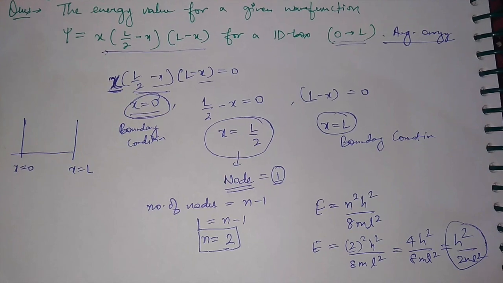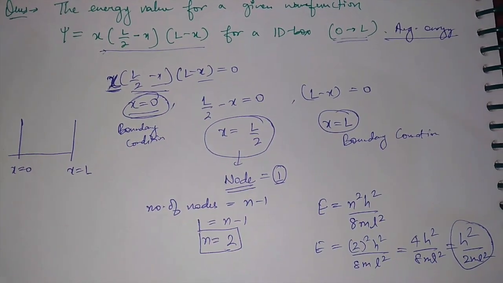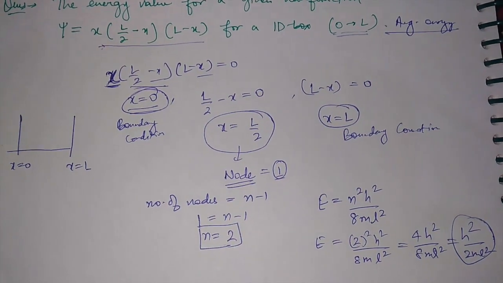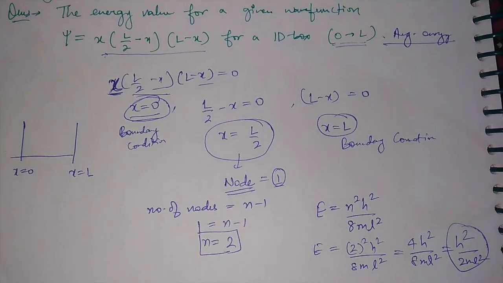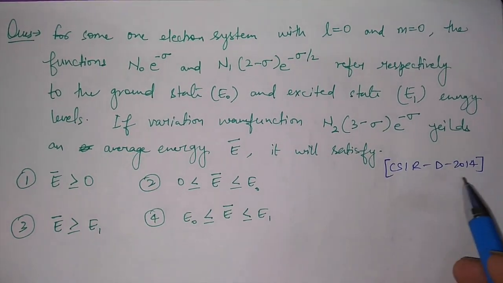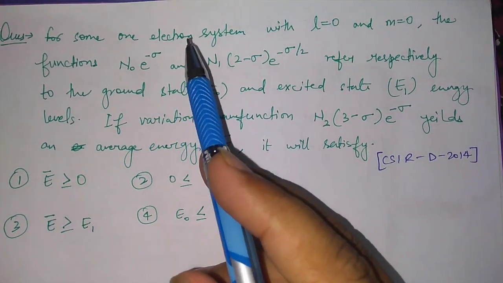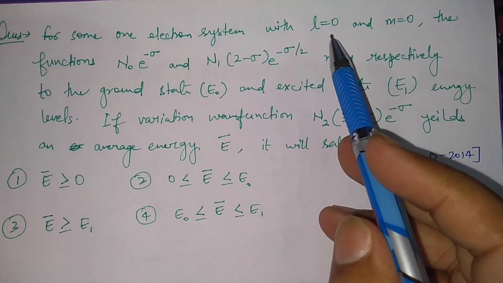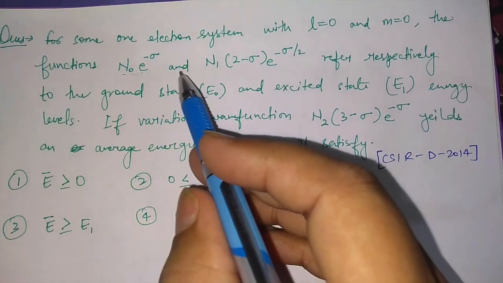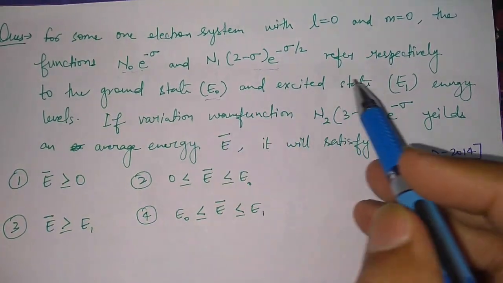Now we will use whatever we have studied for the trial wave function, and try to see what kind of questions can be asked from the variation theorem. Let's solve them. Let's take this particular question from the CSIR December 2014 exam. The question says that for some one-electron system with L equals 0 and M equals 0, this is one of the wave functions, and this is another, referring respectively to the ground state and the excited state.